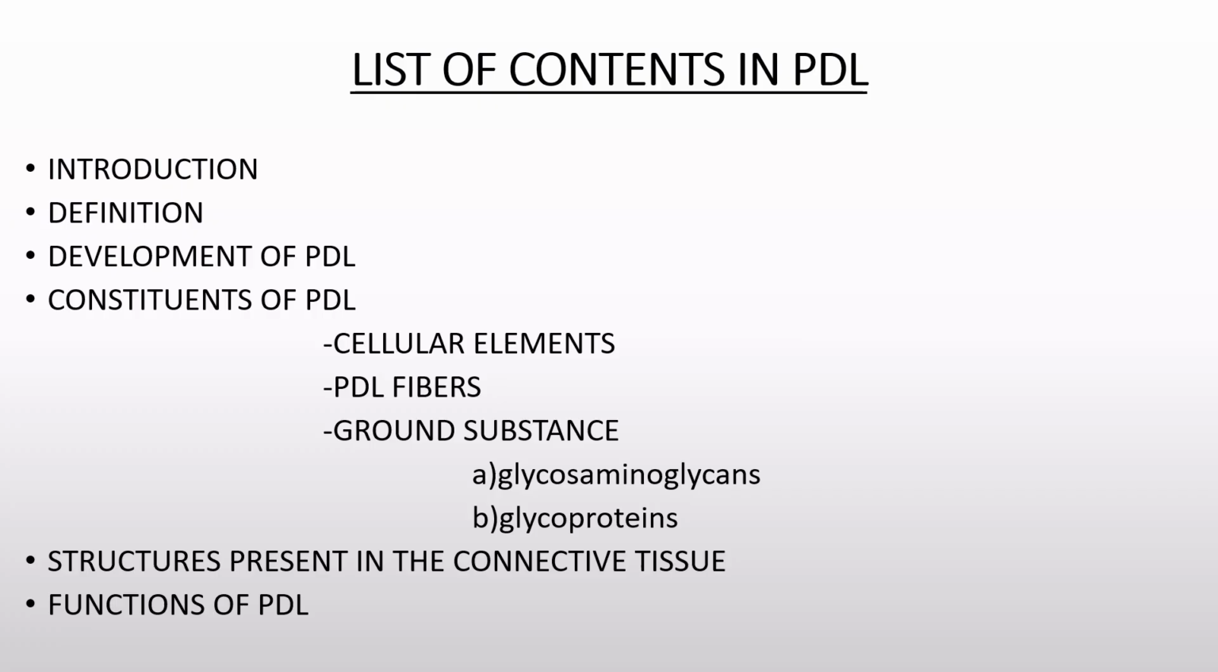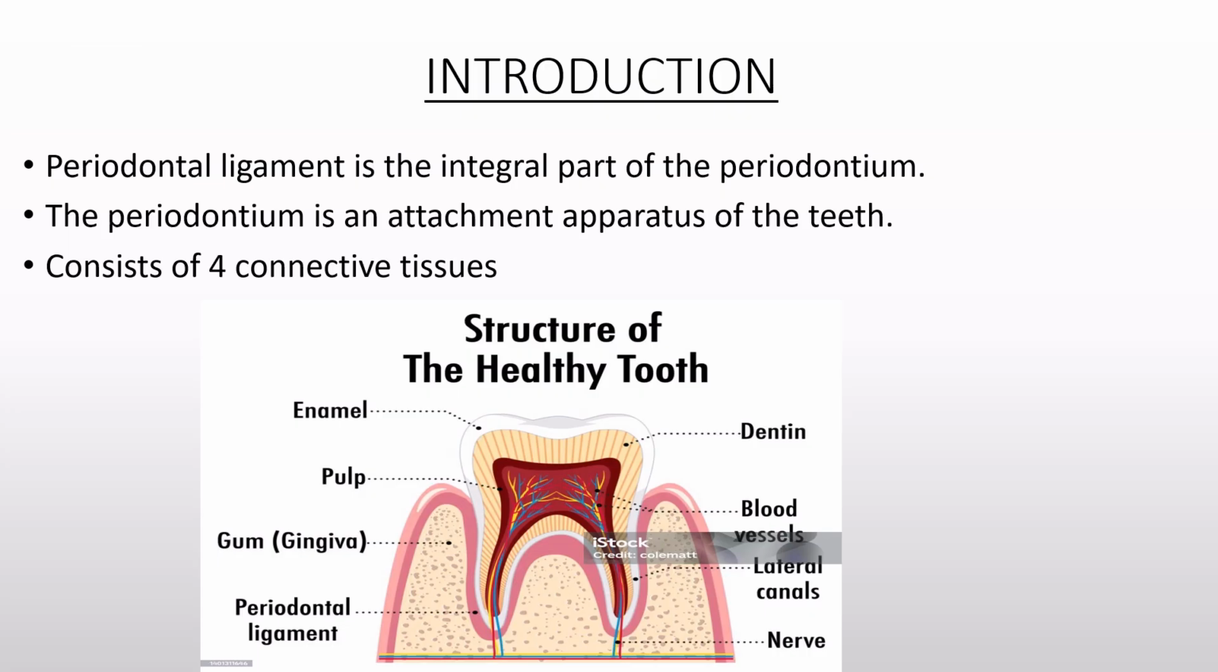Hi everyone, we are talking about periodontal ligament. Coming to the list of contents we are discussing in periodontal ligament, it includes the introduction, definition, the development of periodontal ligament, the constituents of the periodontal ligament that consist of cellular elements, the periodontal fibers, and substances that consist of cellular ligands, protein, and structures present in the connective tissue, and the functions of periodontal ligament, and aging of the ligament, and finally the clinical considerations.